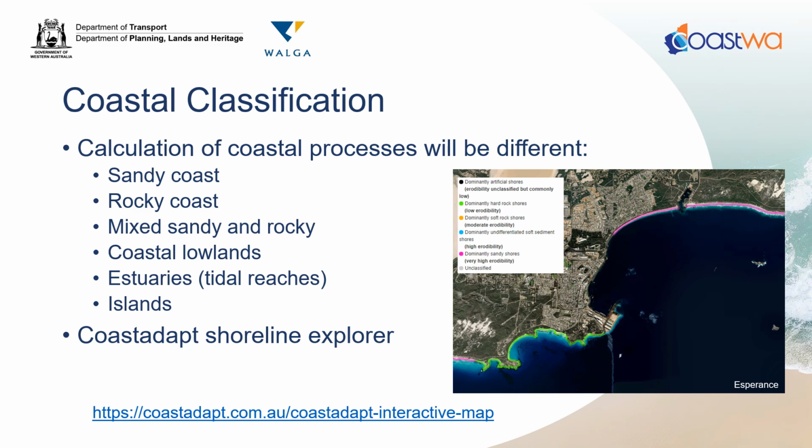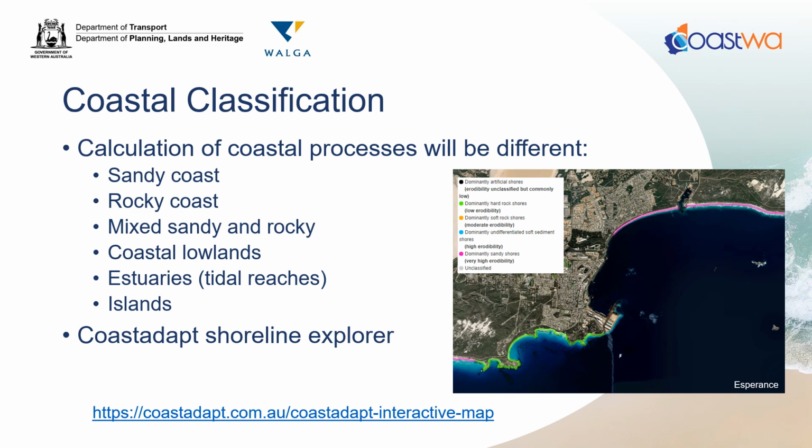So the calculation of coastal processes will be different depending on the classification of the coast, and this is the first step in completing your coastal hazard assessment. You need to assess whether your coast is a sandy coast, rocky, whether it's a mixed sandy and rocky shoreline, are there coastal lowlands, is it an estuary, and tidal reaches of estuaries are included in SPP 2.6, or an island. And each of these classifications will be slightly different.